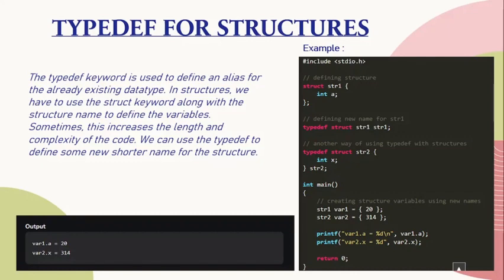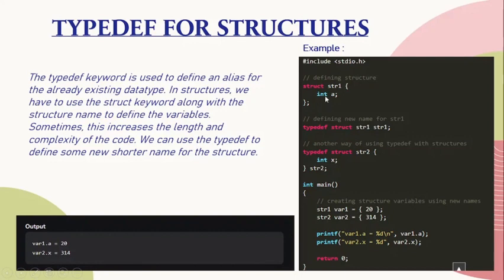Instead of this, we can use the keyword typedef to rename the structure into another name, so it is easier to access the structure variables and member variables of the structure. So the typedef keyword is used to define an alias for an already existing data type. In the example here, we have a structure called str1 with the member variable int a.